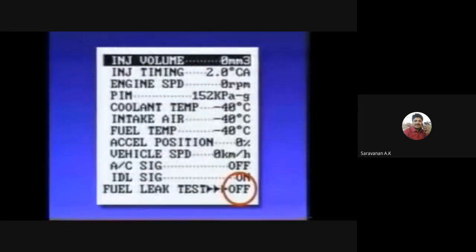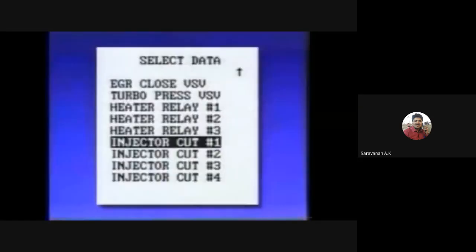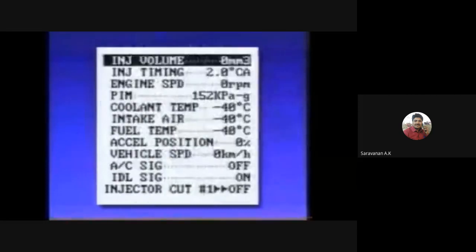The fuel pressure can be raised by conducting an active test using a handheld tester. In addition, one of the active tests that can be performed is the power balance test, in which the injection to the cylinders is cut off one cylinder at a time.